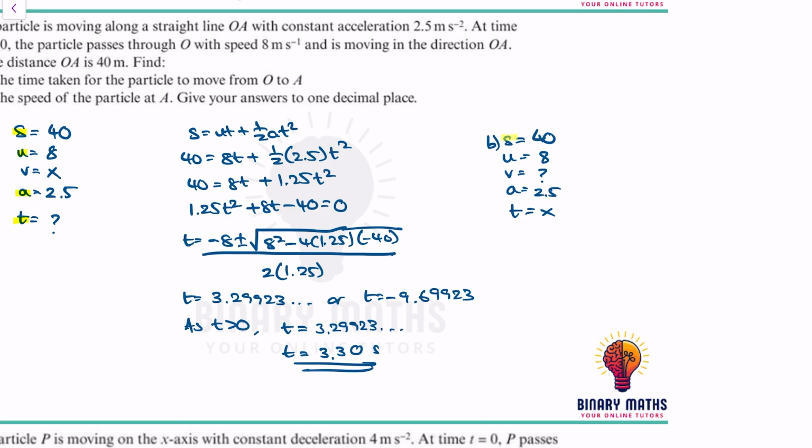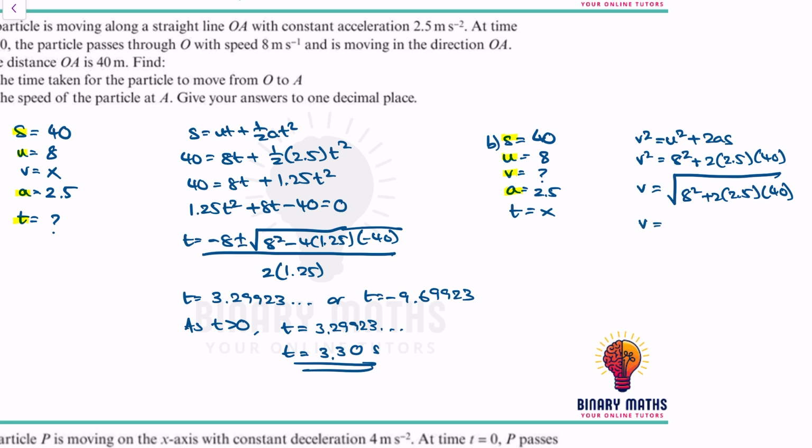So that means we've got S, U, V, and A. So V squared is equal to U squared plus 2AS. So V squared is equal to 8 squared plus 2 times 2.5 times 40, which means V is equal to the square root of all this. V is equal to 16.24807 from my calculator. So V must be equal to 16.2 meters per second.